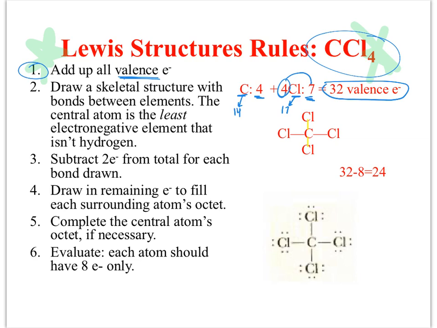What that means is when I'm done drawing my Lewis structure of this molecule, I must show, either with bonds or lone pairs, a total of 32 electrons. If I don't, then I'm wrong.